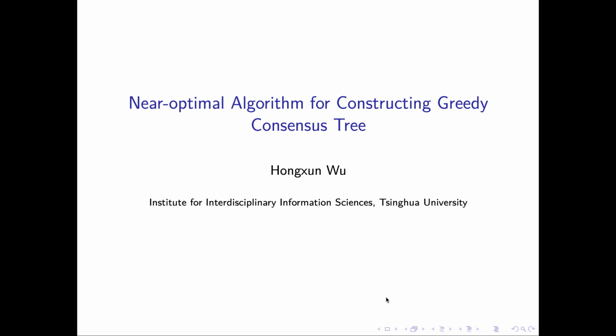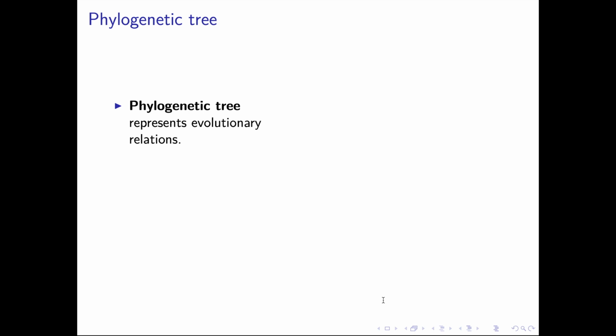This work is about the near-optimal algorithm for constructing greedy consensus tree. Here, near-optimal means optimal up to polylogarithmic factors. We first start with some background on phylogenetic trees.